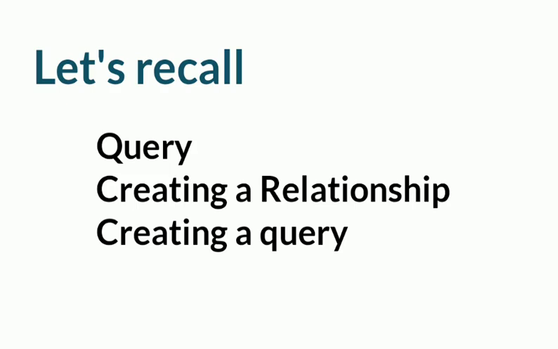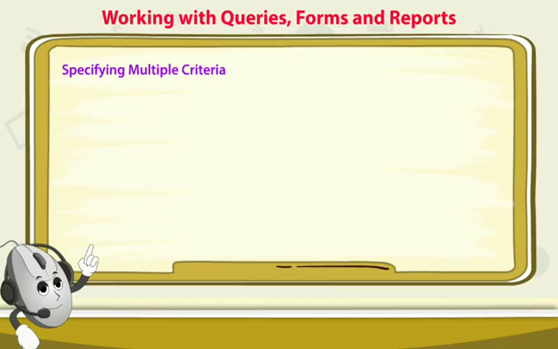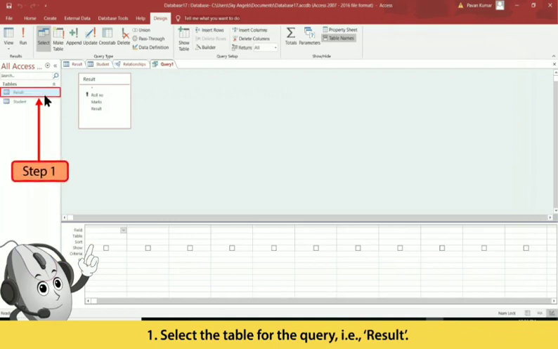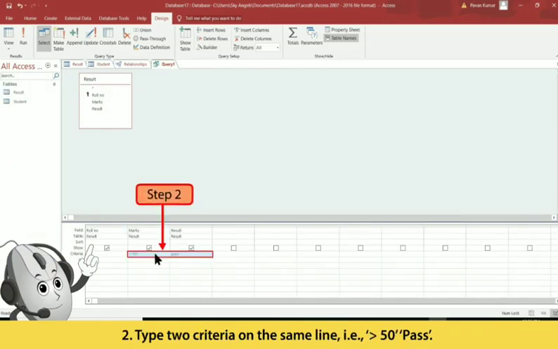Now today we are going to learn about specifying multiple criteria. Means we can give more than one criteria. So let's learn how to specify multiple criteria. Step number 1, select the table in the query, that is result. Means we are going to give the criteria on the result table.